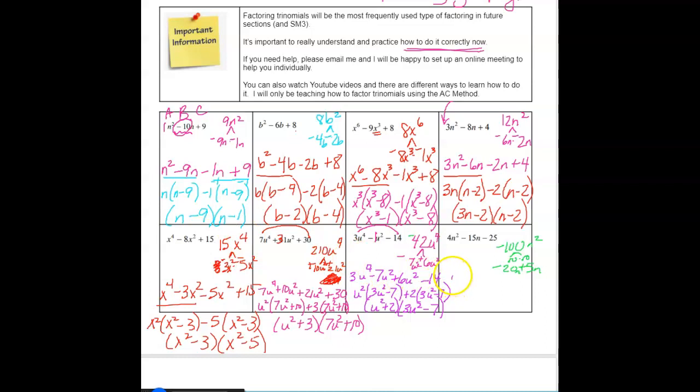All right, so 4n, oops, I'm going to draw a line here. 4n squared minus 20n plus 5n minus 25. Well, we could take out a 4n, and divide by 5, positive 5, and they match up.